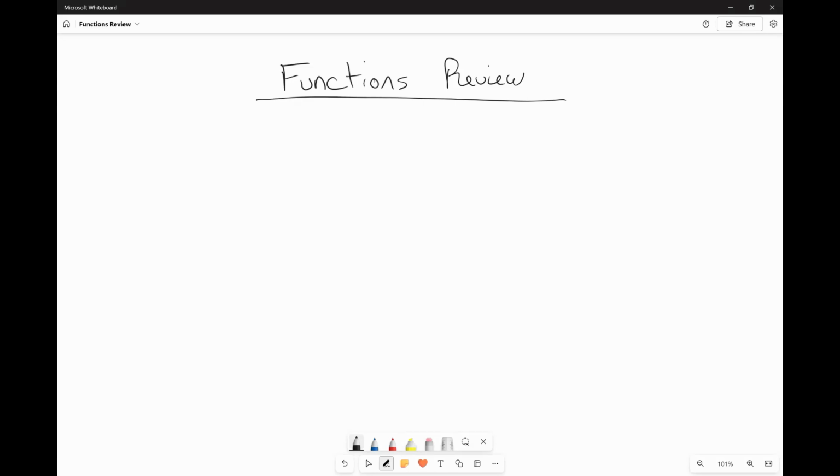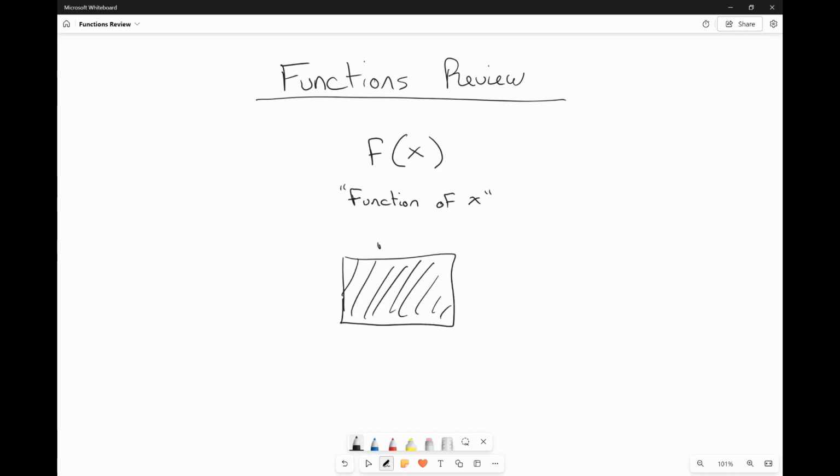Okay, so a function, which is often written like this, or especially with an x in there, this is often the notation. This notation would be said as "function of x." So this is a function of x. And what a function is, is somewhat of a black box. Maybe I'll even draw this to give an idea for it.